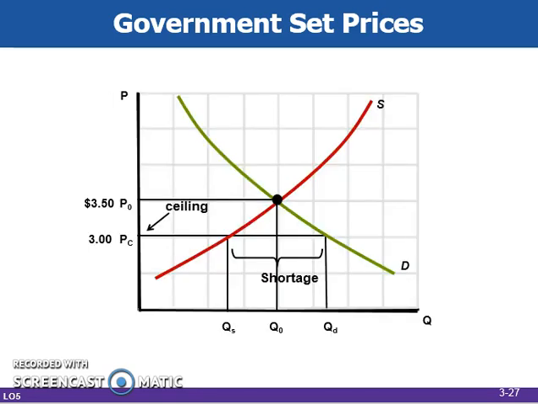An example of a price ceiling can be seen in the following graph. Line PC is the government's price ceiling. When the ceiling price is below the equilibrium price, a persistent product shortage results. Here, that shortage is shown by the horizontal distance between QD, quantity demanded, and QS, quantity supplied.